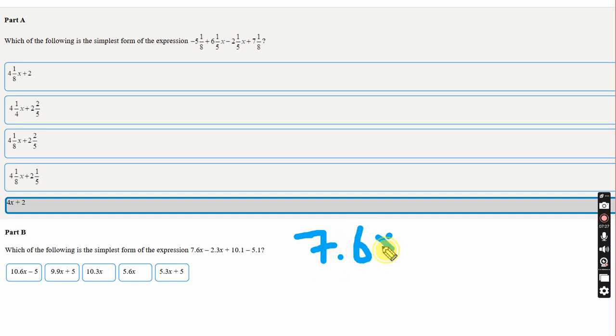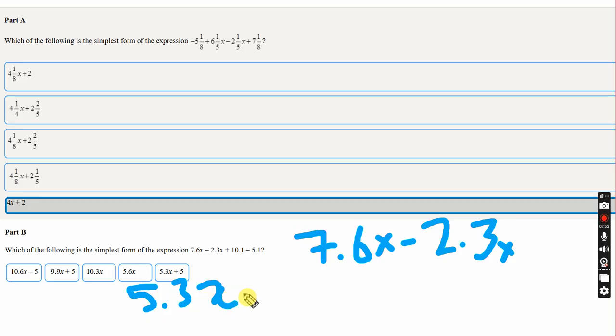You group the like terms together. 7.6x minus 2.3x. You subtract them together. So 7.6 minus 2.3, what do you get? You'll get 5.3. So we have 5.3x. Let's write it here. Remember which number is larger? 7.6, right? So what sign does it carry? Positive. So 5.3 will also be positive.